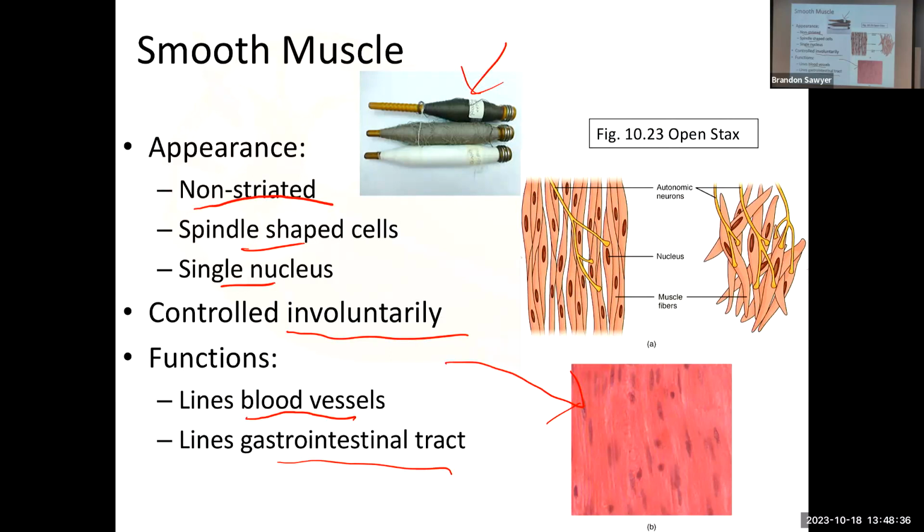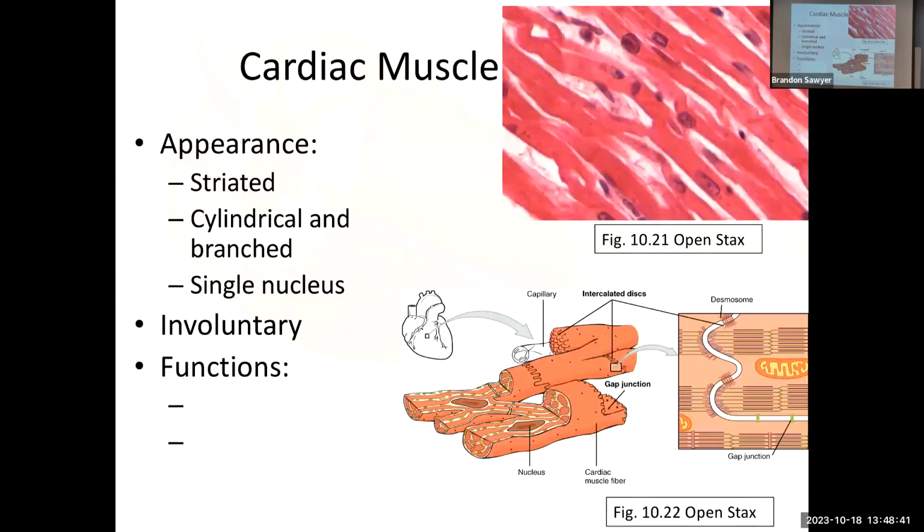Okay, so that's smooth muscle. Then we got cardiac muscle. Cardiac muscle is striated, meaning it's got lines in it. In this image, you can kind of see some of those lines. It looks just a little bit more like there's some stripes to it.